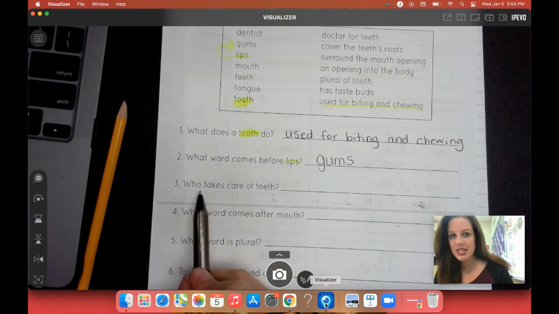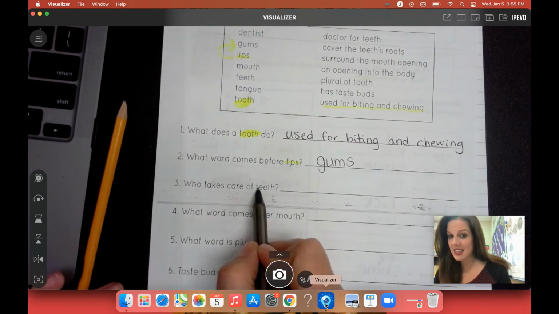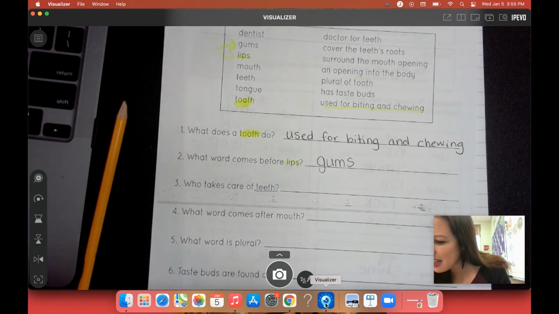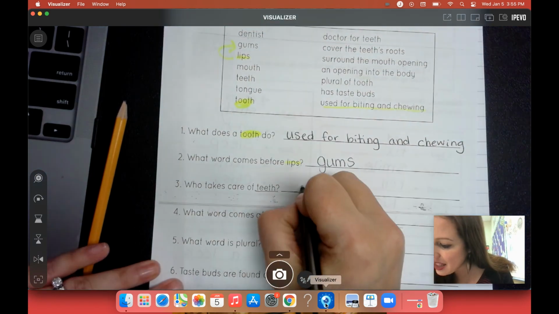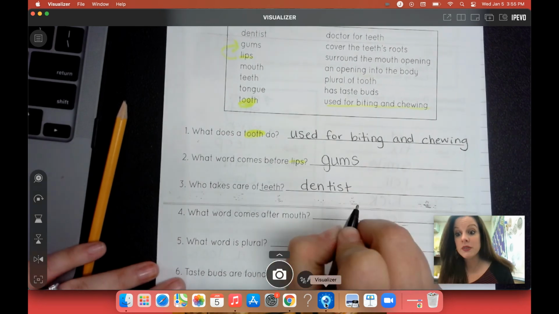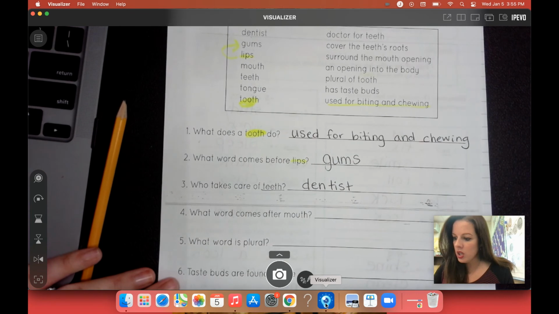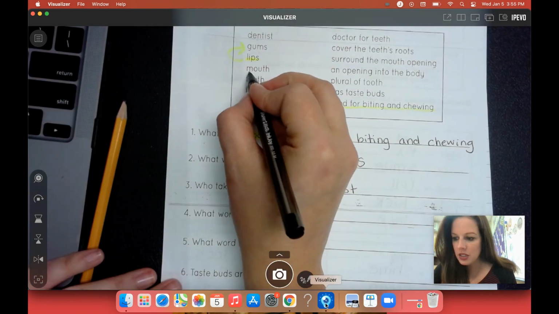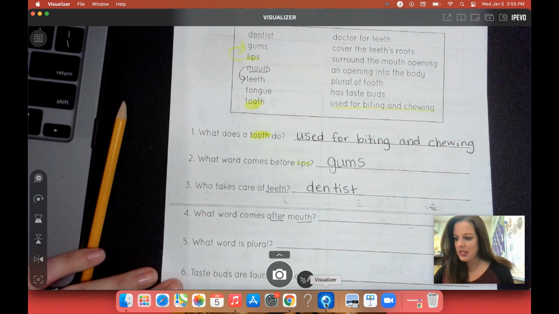Who takes care of teeth? Who takes care of teeth? That is the, let me look in my glossary, the dentist is a doctor for your teeth. They take care of the teeth. You know who takes care of your teeth? You. At least you better. What word comes after mouth? Let's find mouth in the glossary. And what word comes after it? Well, it looks like the word teeth.